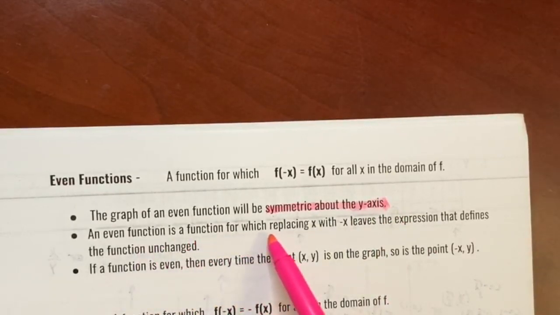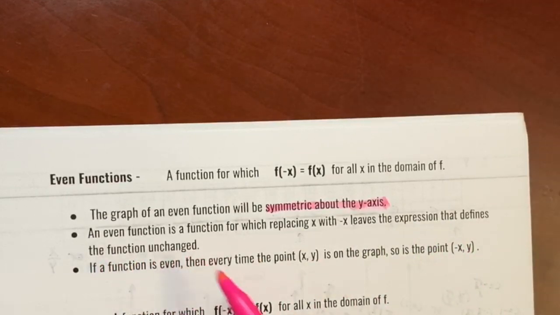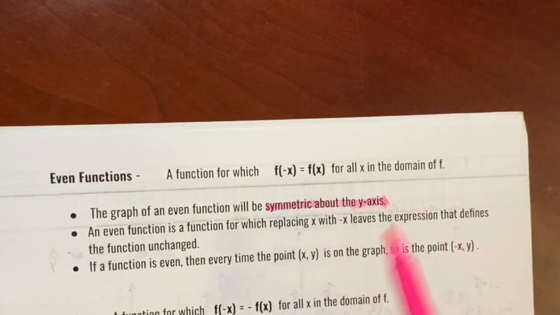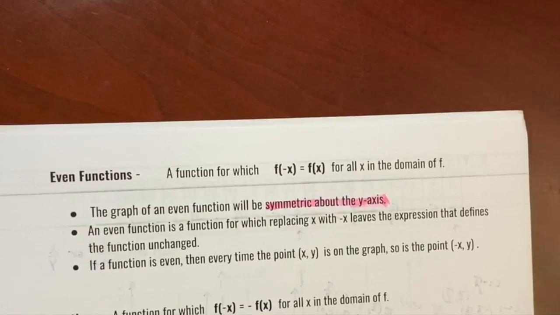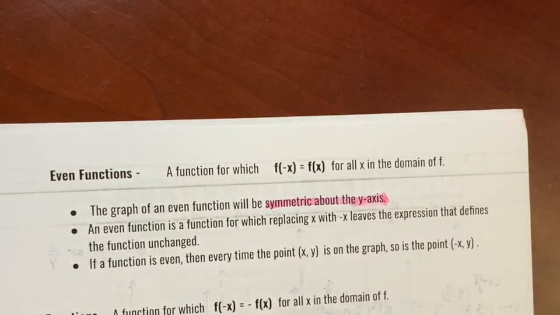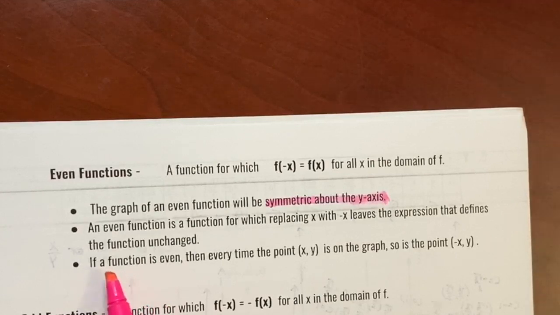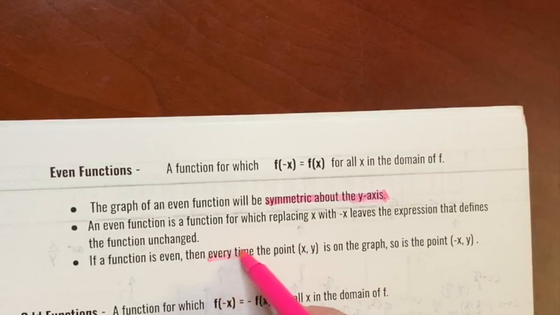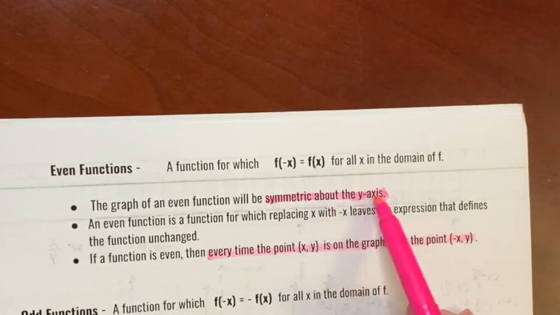An even function is a function for which replacing x with negative x leaves the expression that defines the function unchanged. So if you can replace the x in the function with negative x and the value of the function does not change, that's an even function. Algebraically, you could test it just by replacing the x with negative x and simplifying it to see if the function has changed. Graphically, if a function is even, then every time the point x, y is on the graph, the point negative x, y is on the graph. That's what creates the symmetry about the y-axis.